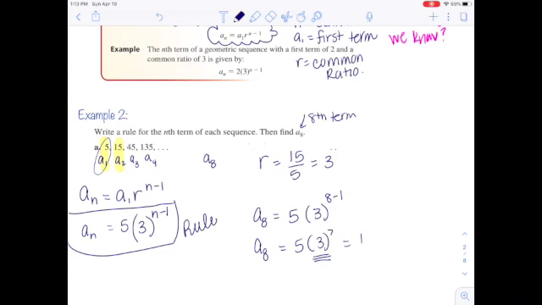And you should get 10,935 is our 8th term. So it grows really, really fast.